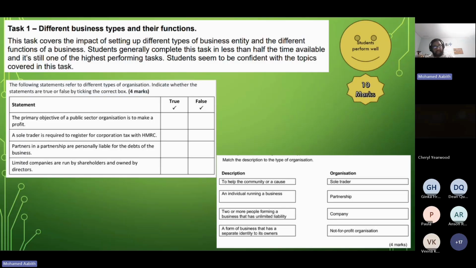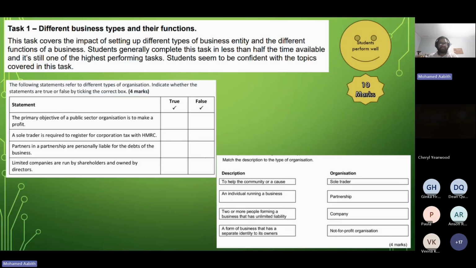But then also, a form of a business that has a separate entity to its owners is going to be a company, because legally and accountingly it's going to be different. In a company, the owners only lose the money they invested in. They cannot be held liable for any of the company's debts. Therefore, it's very important to distinguish the meaning of limited liability and unlimited liability.